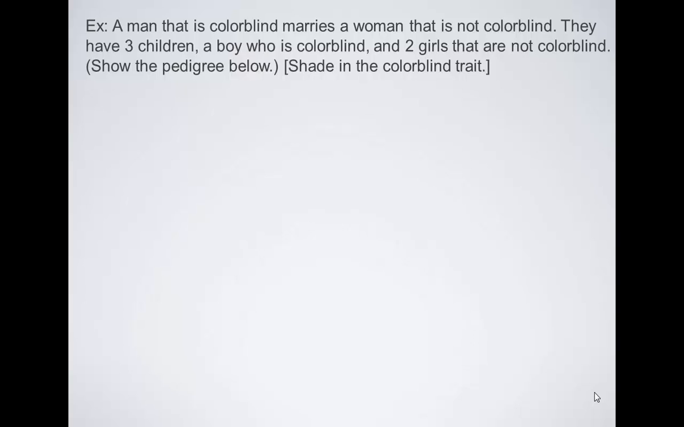So let's take this one for example. We have a man that is colorblind. So in this case, we're shading in colorblindness. We'll talk about that in a minute. So a man that's colorblind. What kind of symbol are we going to use for this male that's colorblind? Raise your hand. Anna? A square that is shaded in. Yeah, shaded in square. Okay, he marries a woman who's not colorblind. What kind of symbol are we going to use for his wife? Chris? Regular circle. Regular circle.